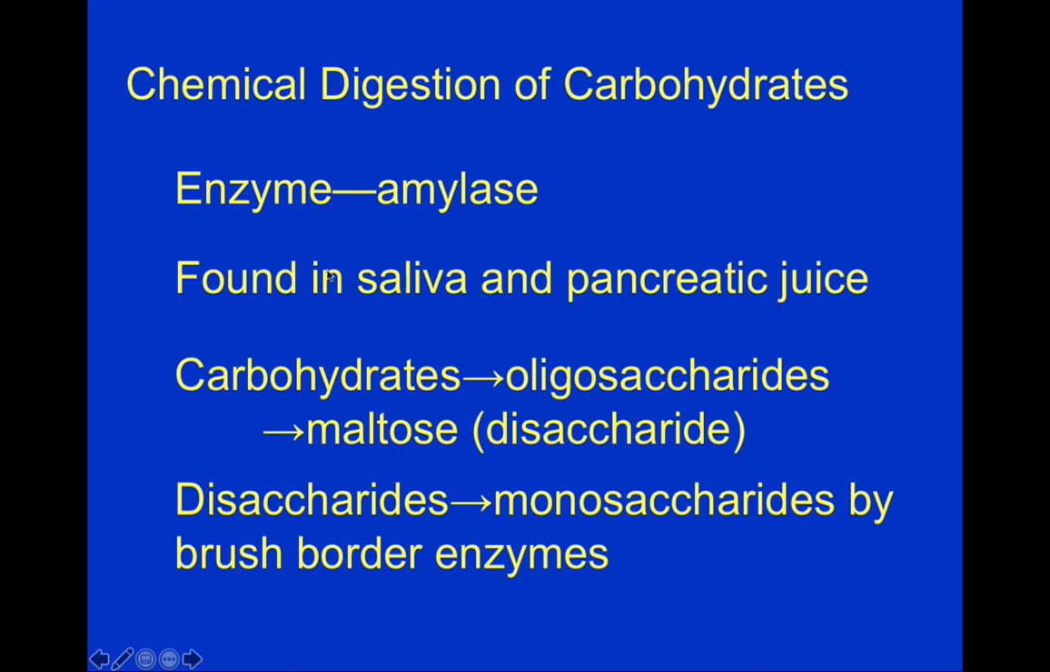Amylase in particular is found in the saliva and the juice of the pancreas. In particular, we'll have salivary amylase and pancreatic amylase. Once carbohydrates have been broken down into their disaccharide form, enzymes on the brush border are going to continue their conversion into monosaccharides. And it is in this monosaccharide form that we'll be able to absorb carbohydrates.